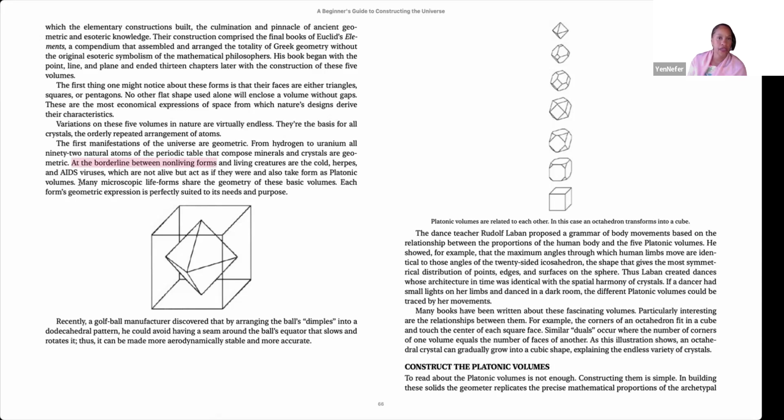Many microscopic life forms share the geometry of these basic volumes. Each form's geometric expression is perfectly suited to its need and purpose. Recently, a golf ball manufacturer discovered that by arranging the ball's dimples into a dodecahedral pattern, he could avoid having a seam around the ball's equator that slows and rotates it. Thus, it can be made more aerodynamically stable and more accurate.